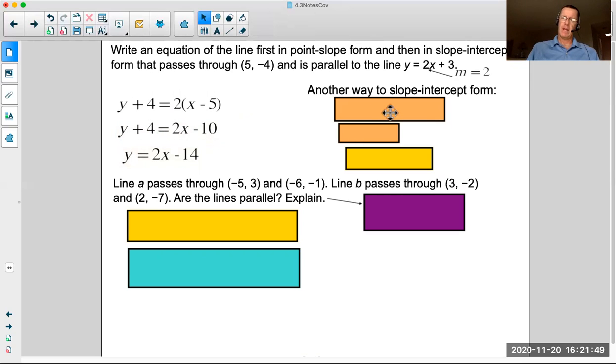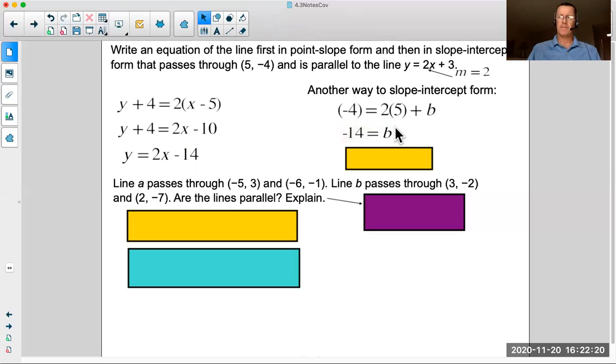Okay. Now, there's another way that you can get to slope-intercept form, and that is by figuring out what b is, right? Because we know 5, negative 4 is a point that's on the line, right? And we know the slope's 2 from doing this work. We could plug in negative 4 for y, 5 for x, and solve for b.